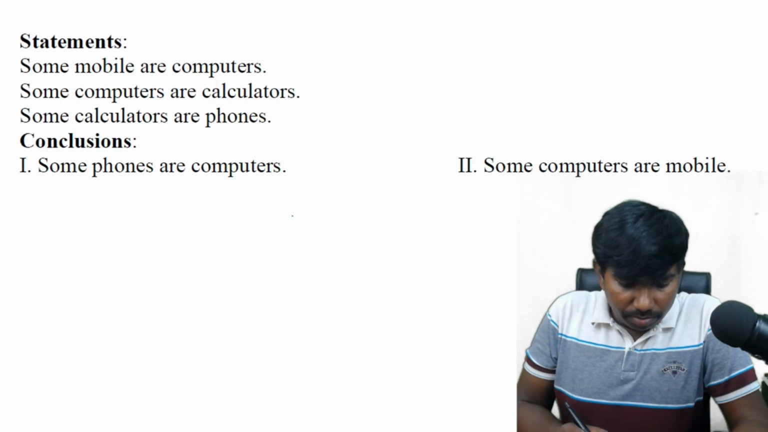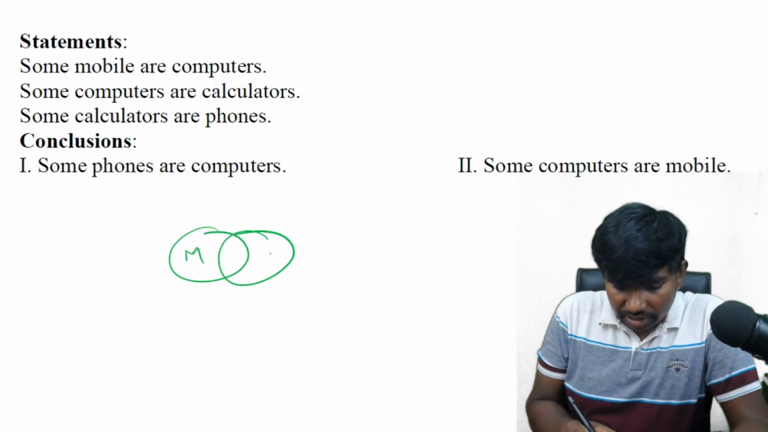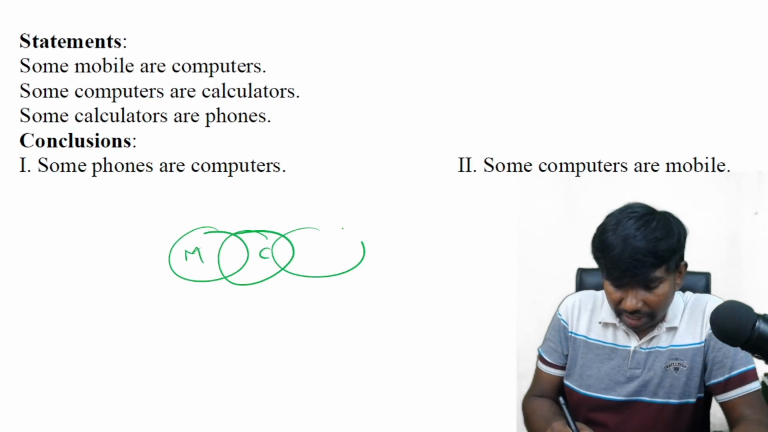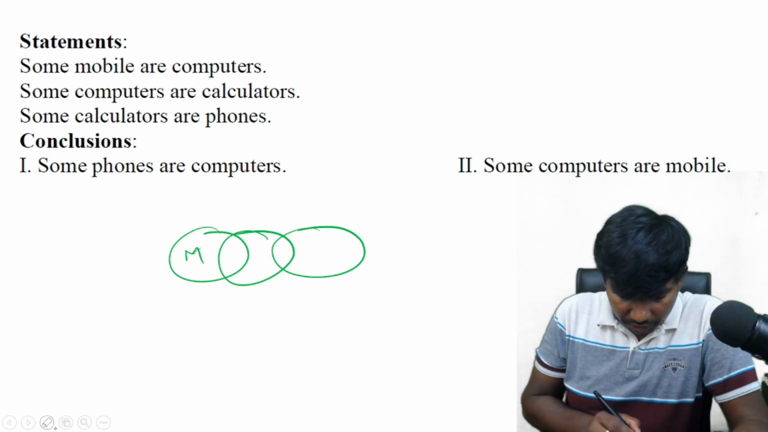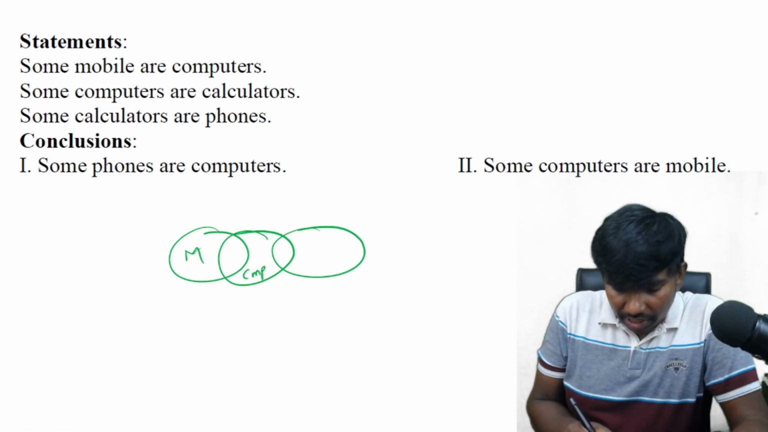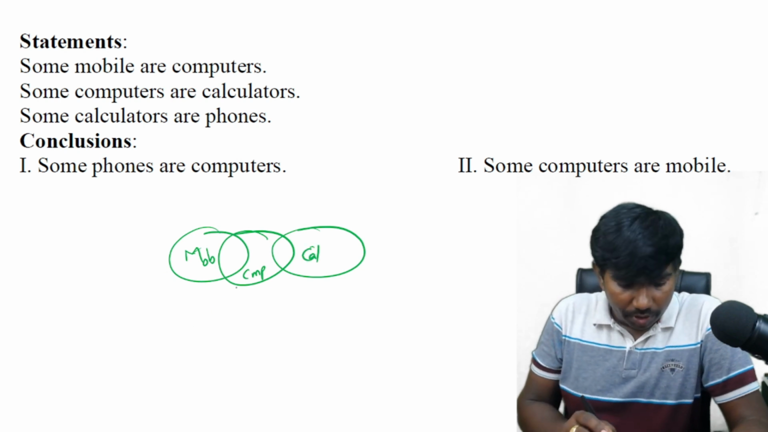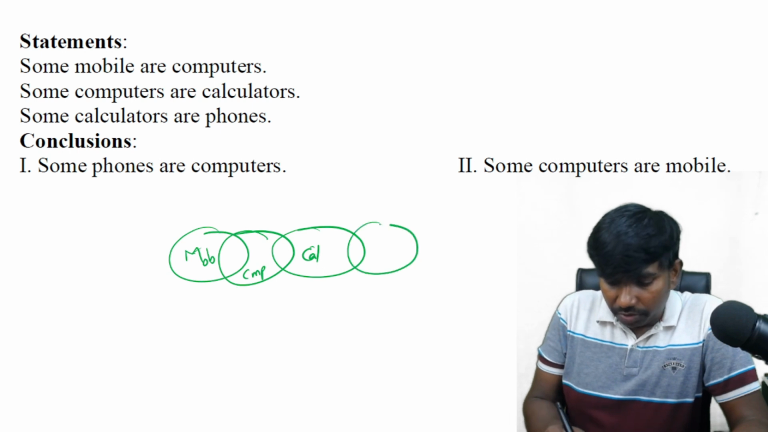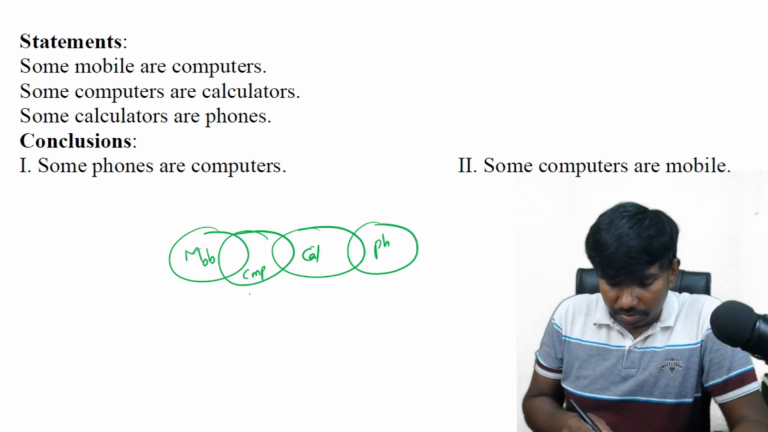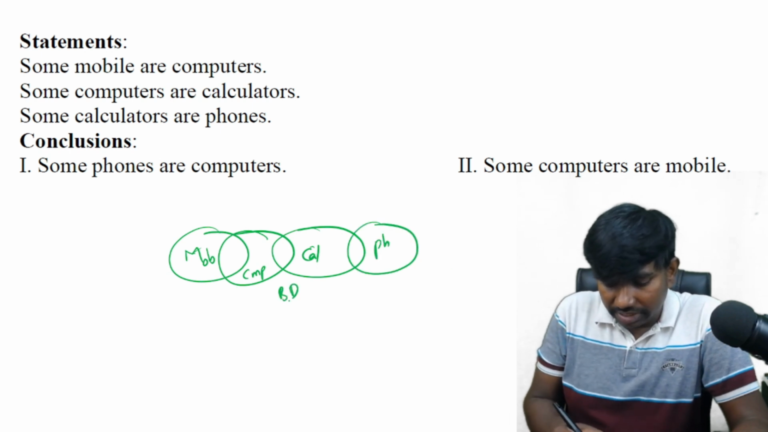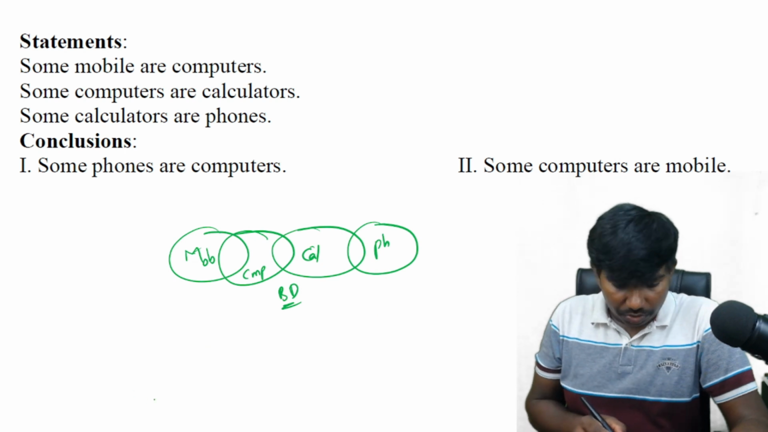Next question. Some mobiles are computers. Some computers are calculators. Be careful with the notation. CMP I'm taking for computers, MOB for mobile, and CAL for calculators. Some calculators are phones. This is the basic diagram. Okay, verify the conclusions from this.